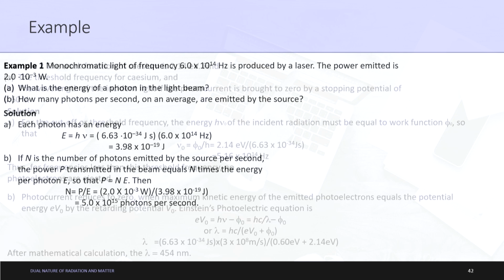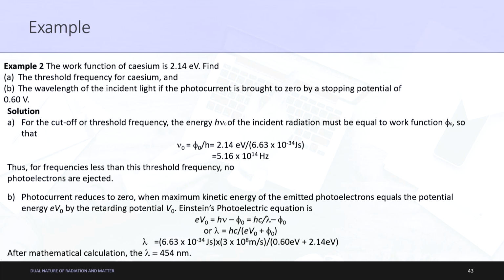Let us move on to the second example. I guess this example is based on your photoelectric equation only, so let us go very slowly. The question given is: the work function of cesium is 2.14 electron volts. So the value of phi naught is given to you in the question as 2.14 electron volts. The question first asks, what is the threshold frequency for cesium?